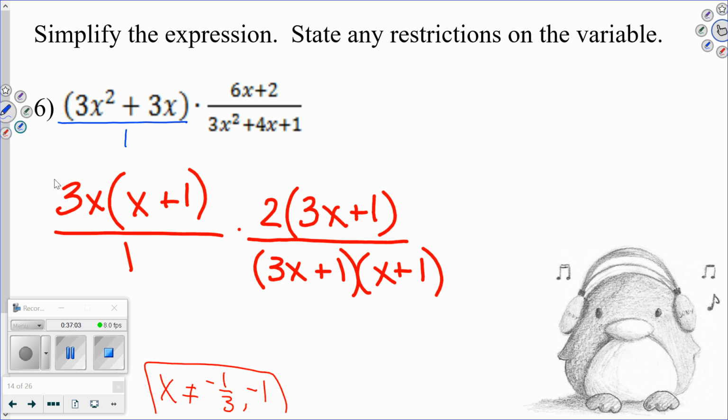Did anything cancel? Yeah? X plus 1, 3x plus 1. So what did you have left? Do I have 3x plus 2 left over? What's a dot mean? It means to multiply. So 3x times 2 is 6x. If you have 6x over 1, that is okay. I will not count off for that. It's just not necessary. Yes. I'm lazy. I don't want to write it.